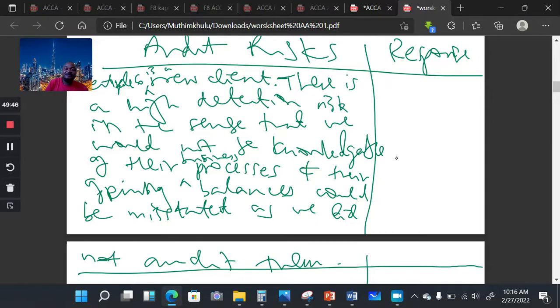Number 1, remember here, the examiner may give you 2 points because you have identified two risks attached to a new client. There is an issue of business processes, of which we are not knowledgeable, as well as the issue to do with opening balances. So the examiner might be too pedantic and say you've identified two different risks, and you also have to give two responses so that you can get those marks and pocket them.